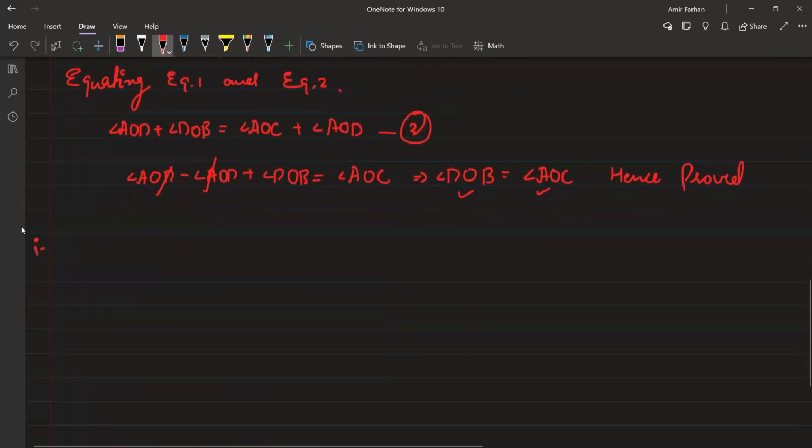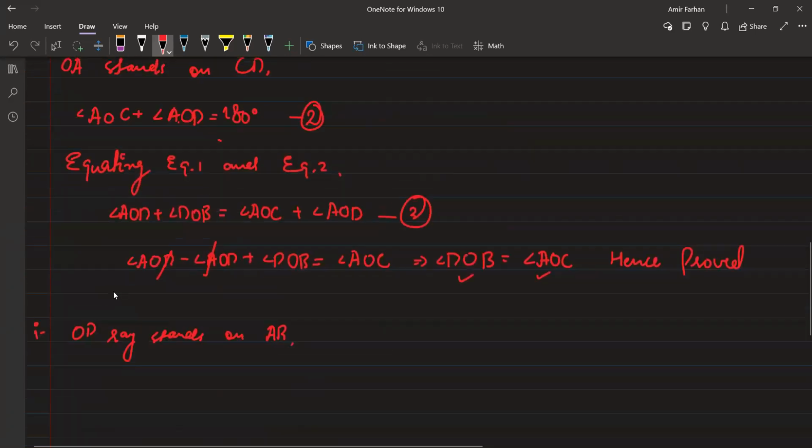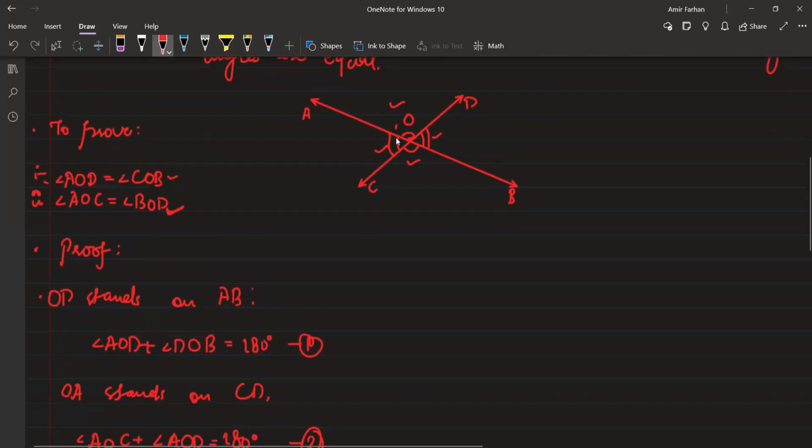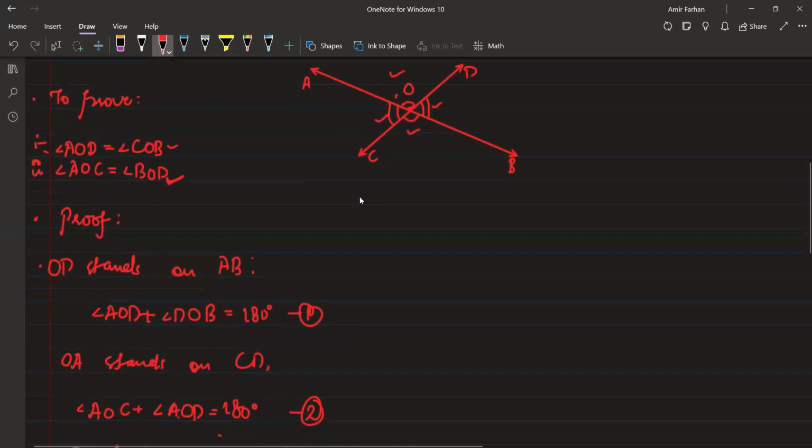So OD ray stands on AB, which means angle AOD plus angle DOB equals 180. Yes or no, everybody? Please let me know, is this correct to you or not? Yes. Clear? Next thing.